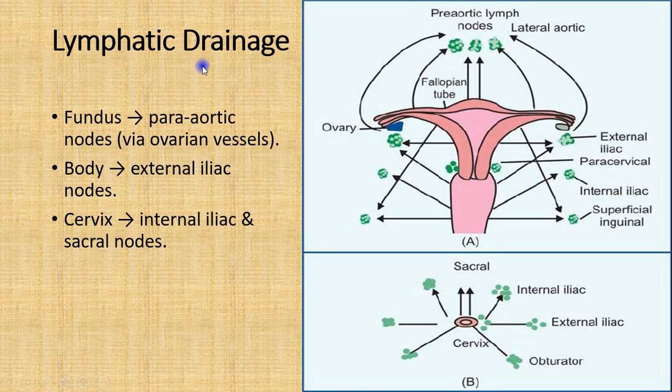So what is the lymphatic drainage? The fundus is drained by the para-aortic nodes via ovarian vessels. So you can see the fundus here, drained by the para-aortic lymph nodes. We have the body, which is drained by the external iliac lymph nodes. So this is the body. You can see it is being drained by the external iliac lymph nodes. We have the cervix, which is drained by the internal iliac and sacral nodes. So this is the cervix, drained by the internal iliac and sacral nodes.